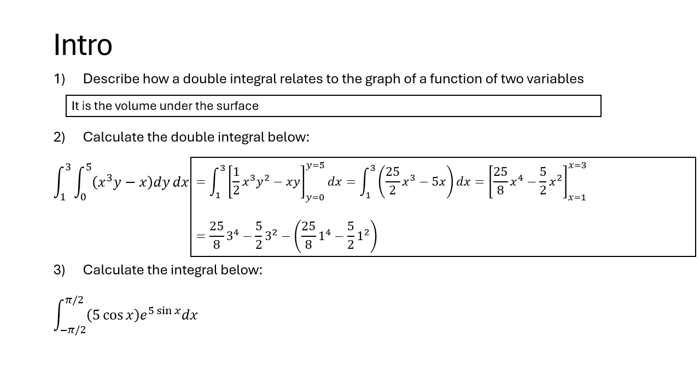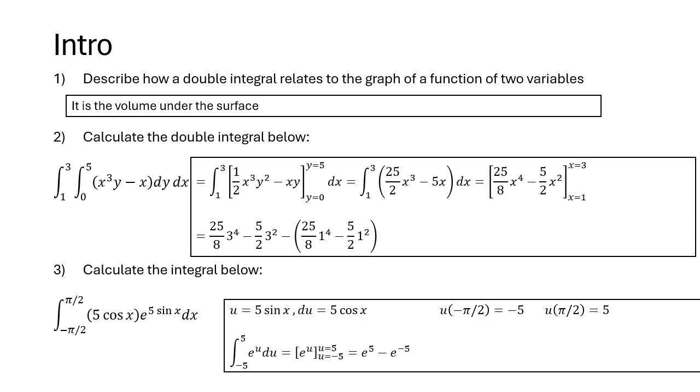For problem 3, it is best to do a u substitution. In this case, our inner function is 5 times sine of x, and conveniently, the derivative of 5 times sine of x is 5 times cosine of x dx, meaning if we set u equal to 5 sine of x, du is equal to 5 cosine of x dx.